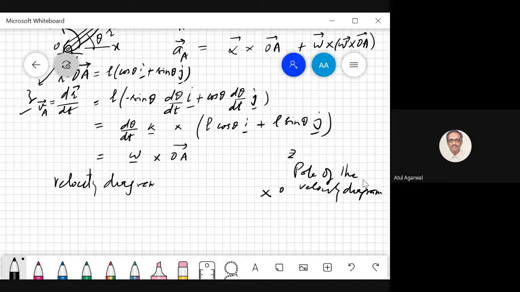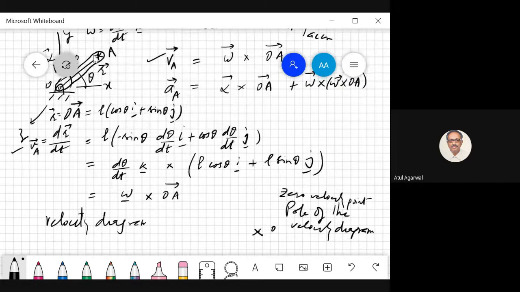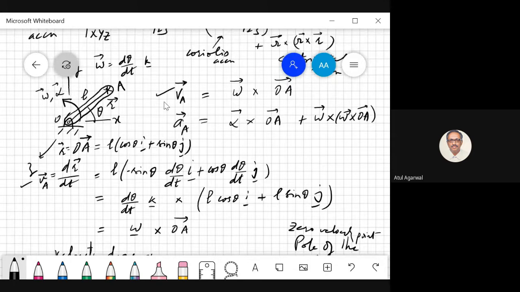Or zero velocity point. So all absolute velocities are measured from this point. So what is velocity of point A? It has to be perpendicular to this line OA. And since omega is counterclockwise, you will find that this point A is moving in this direction. It has to be perpendicular to this line, as this is making a circular motion. Velocity of point A has to be tangential to the circle.